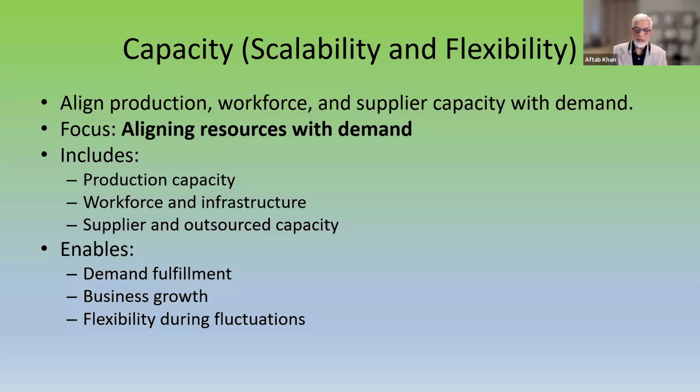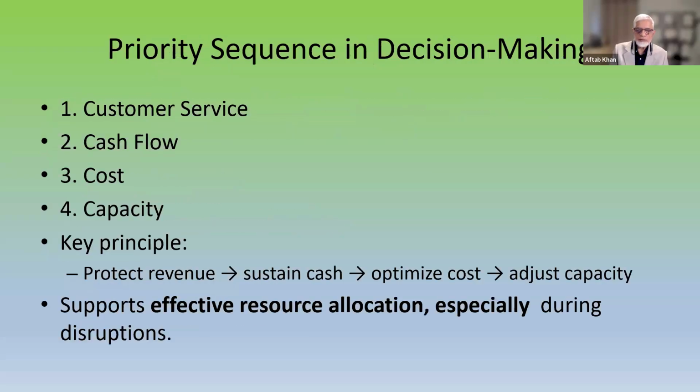fluctuations. You are dealing with product that is seasonal, or if not seasonal, it has demand fluctuations. How do you manage that? What capacity profile do you have to handle that situation?